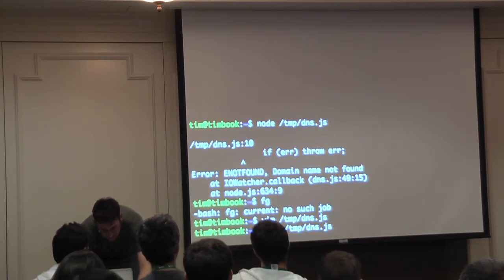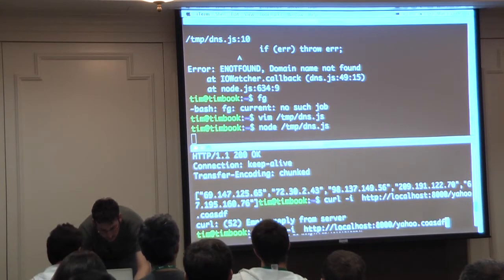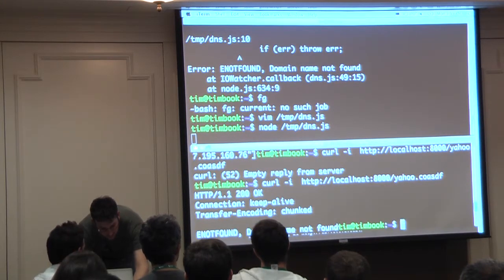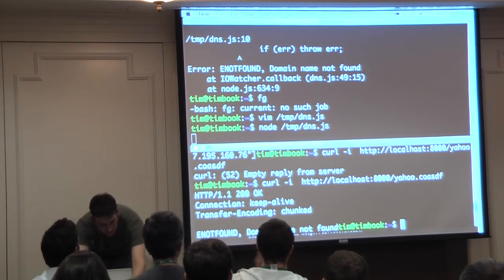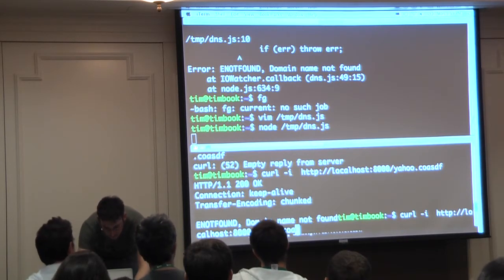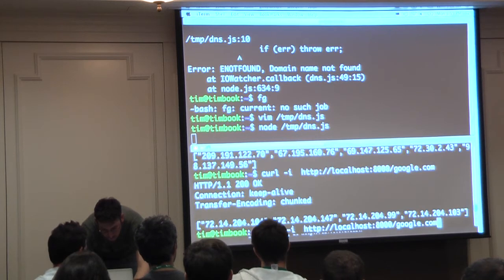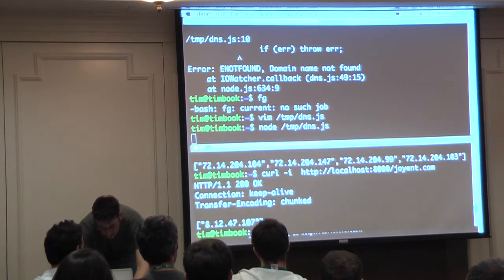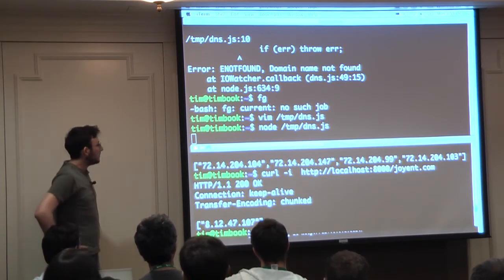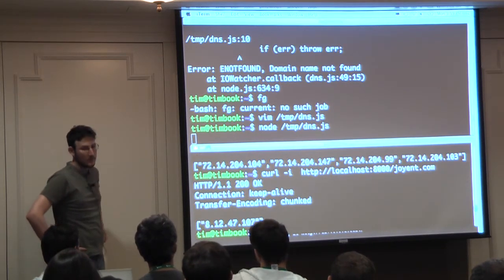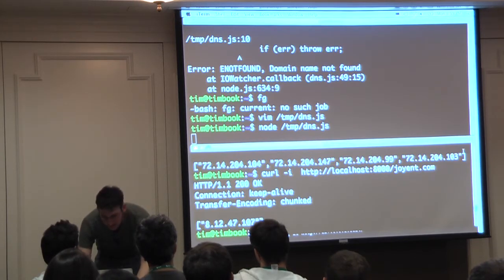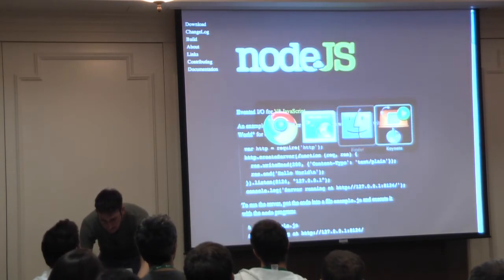So let's start it again. And over here we can curl it. Now we get NX domain, or E not found, domain not found. And if we get yahoo.com, we get that. And if we get google.com, we get that. Isn't this fun? Joint.com, we get that. Okay, so DNS web servers, very exciting.